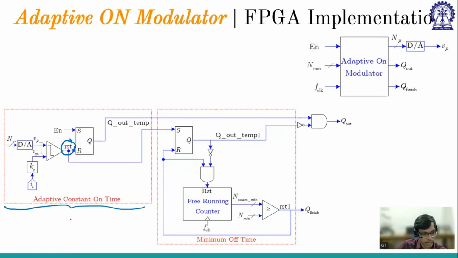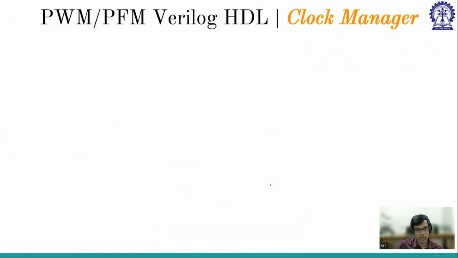So it has this block one followed by this minimum off time, because we have discussed why minimum off time is required for protection purpose, so that the system will not collapse or reach the upper limit. So it will neither reach the upper limit nor the lower limit. So that is for the protection purpose. And this is the adaptive on modulator, and the Verilog part has been discussed in week 8. Followed by the clock manager.